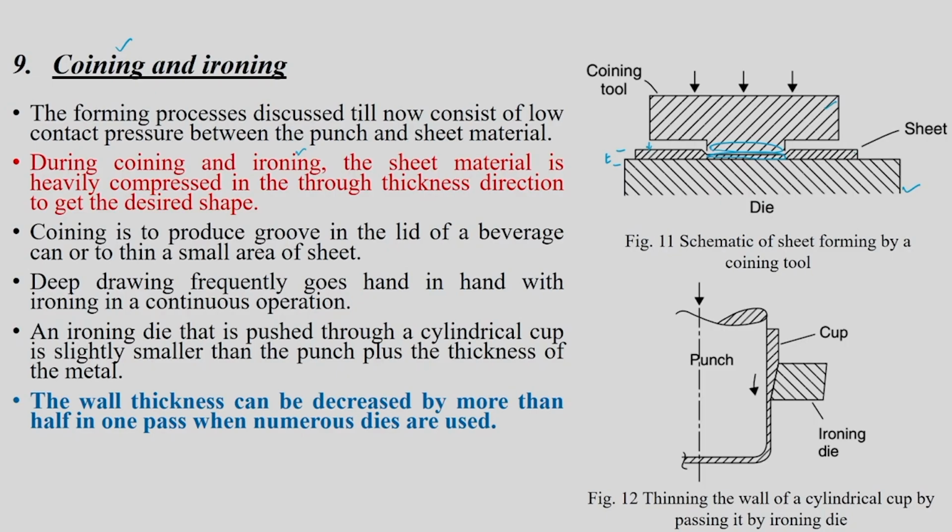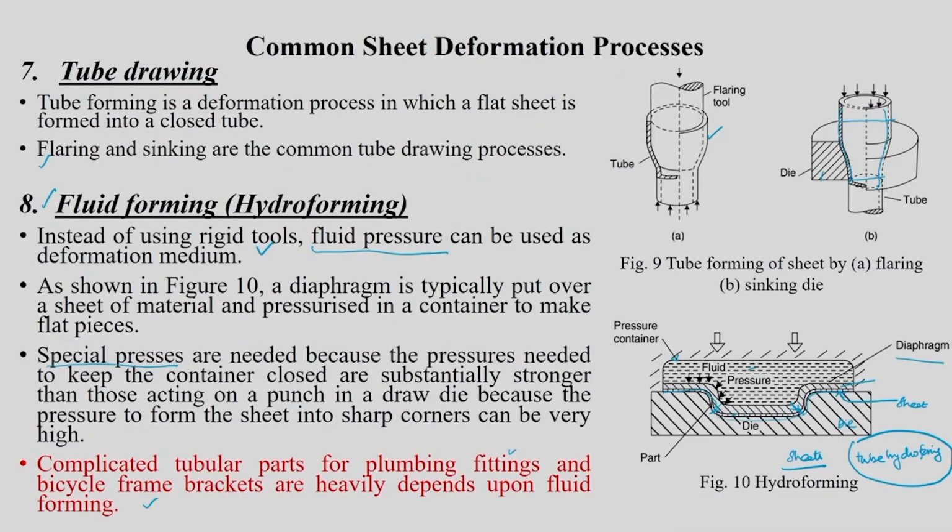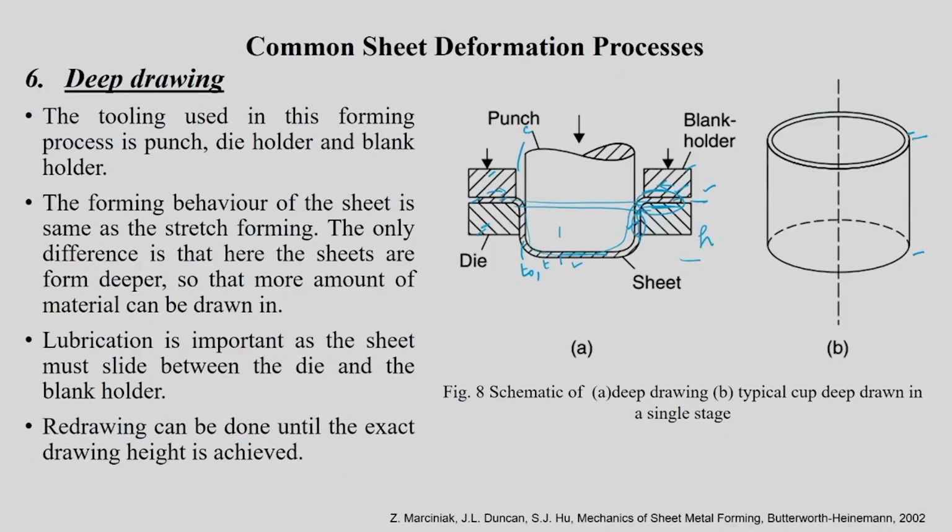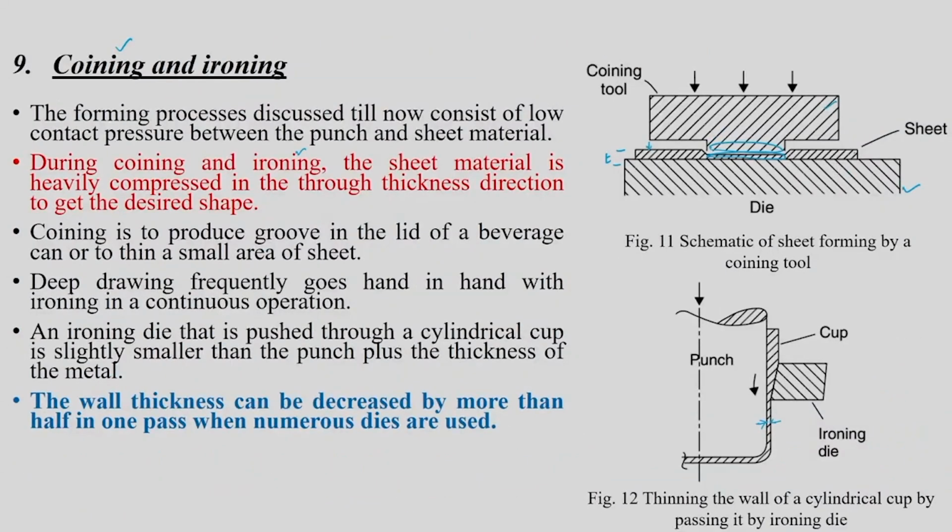Now ironing is another important process in which through thickness compression is going to happen like this. This is what I was telling you before in deep drawing, that suppose you keep a clearance, this clearance we were speaking about in deep drawing, right. Let us say this clearance is smaller than the sheet thickness. Just for example, I am saying the sheet thickness T naught is 2 mm, and the clearance is just 1.9, 1.8 mm. So what will happen? This ironing will happen.